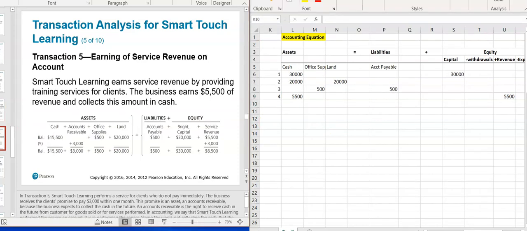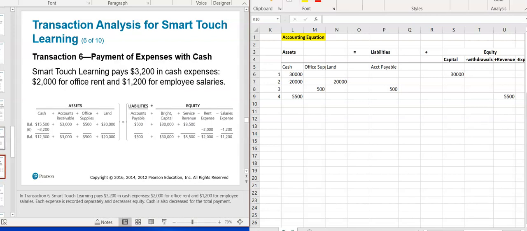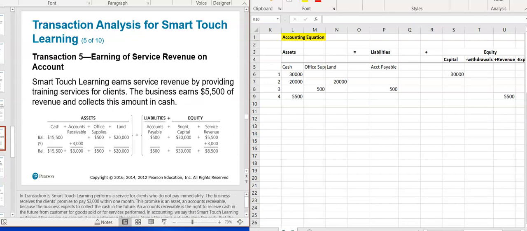All right, transaction number 6. Dude, is this the next one? Okay, what they have down here does not seem to match what's right here. So I'm going to tell you what they did though.